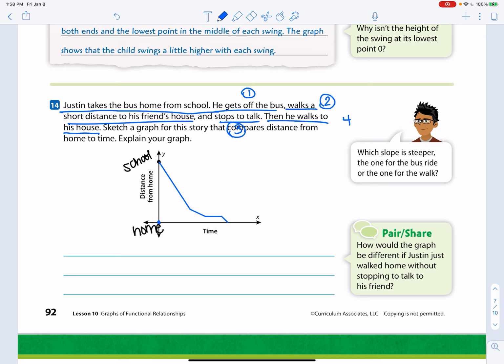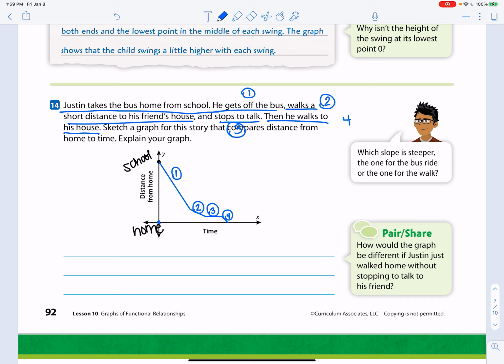All right, so then when he's at his house, that means his distance from home should be 0, so we meet at the x-axis. So what you're going to do is we then see, well, we have these 4 major points, right? So we have he's getting off the bus at 1. He walks the short distance to his friend's house at 2. He stops and he talks to his friend at 3. And then 4, he's finally ready to go home. So we sketched it, and now we're going to compare the distance from home to time and explain our graph.